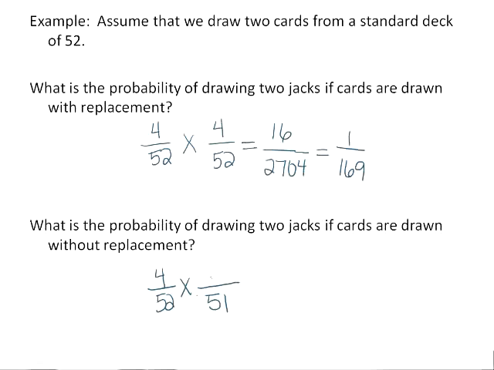And if you had 4 jacks to begin with, and one of them was drawn on the first one, there's only 3 remaining. So multiplying, we get 12 divided by 2,652, which reduces to a fraction of 1 divided by 221.